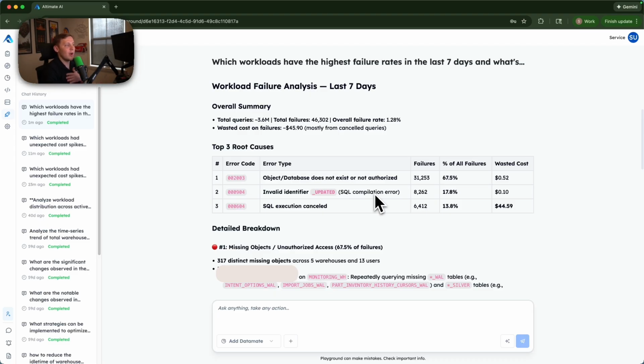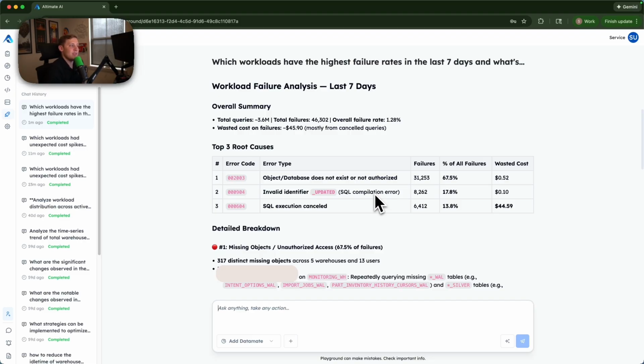So our first root cause is object or database does not exist or is not authorized. And you can see that is 67% of all failures. So, wasted cost-wise, not that bad, but we're getting a lot of errors because things aren't found or not authorized, right? So something to take a look at there. That's around 67% of your failures based on that one error.